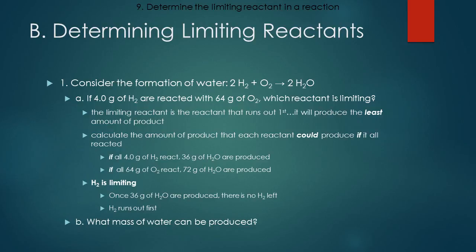Now, another question we could ask would be what mass of water can be produced? Well, we've really already done that calculation. Based on our calculations up here above with the limiting reactant, we know that 36 grams of water can be produced because it's the limiting reactant that makes this determination. I know 4 grams of hydrogen is limiting. That'll give us 36 grams of water. So 36 grams of water is our amount of water that can be produced.